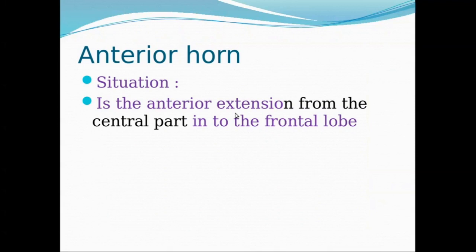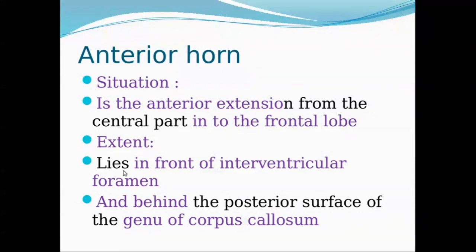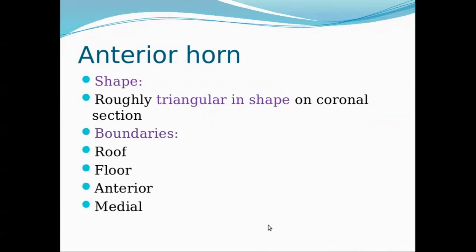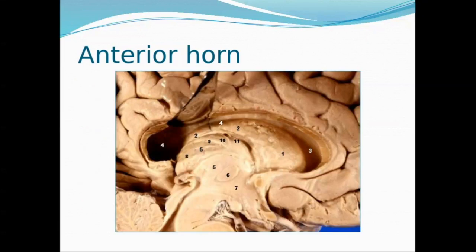Now we will see the anterior horn. It is the anterior extension of the lateral ventricle from the central part into the frontal lobe. So it is in front of the interventricular foramen and behind the posterior surface of the genu of the corpus callosum. So what will be the anterior boundary of the anterior horn? Genu of the corpus callosum. Roughly triangular in shape on coronal section. It also has a roof, floor, medial wall and also one more, an anterior wall.